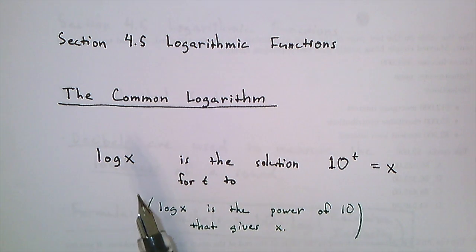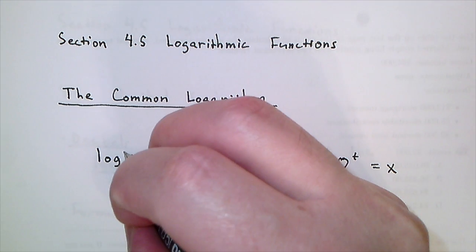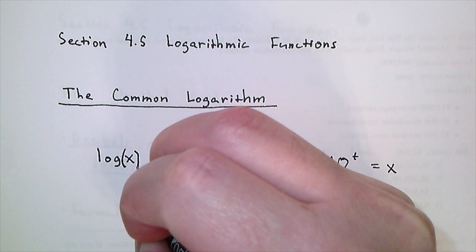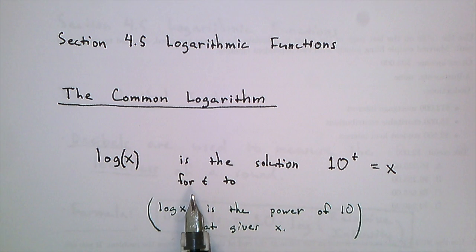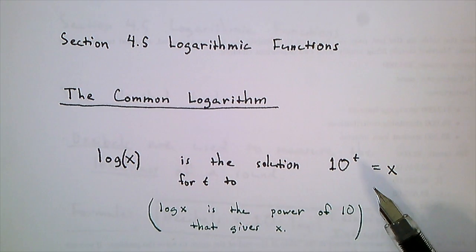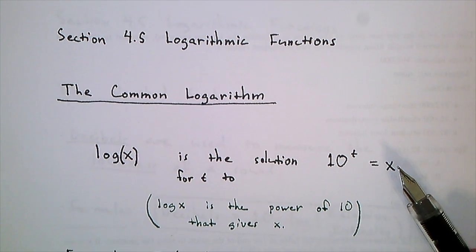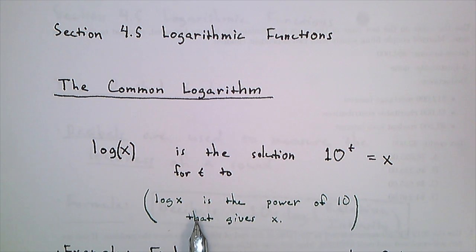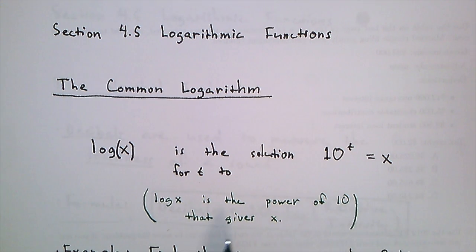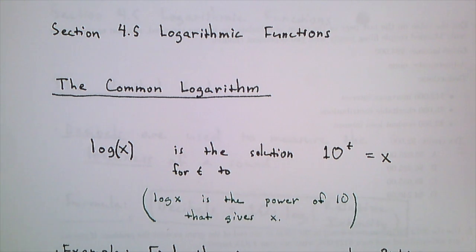So log x, and it can be written like this, or we can put parentheses around x, is a function that tells us the solution for t to this equation, 10 to the t equals x. So another way to think about log of x is that it's the power of 10 that gives the number x. Next, we'll take a look at a graph for the logarithm.